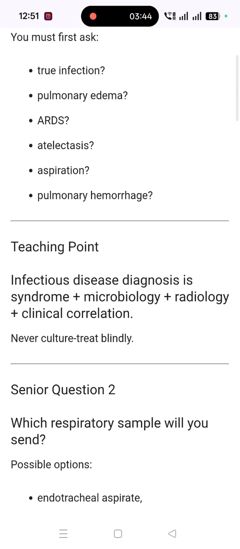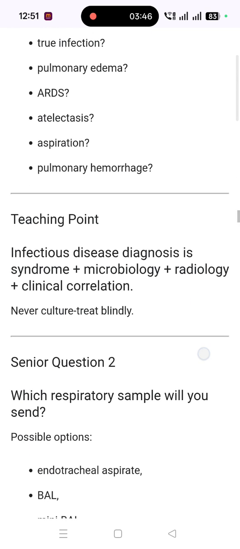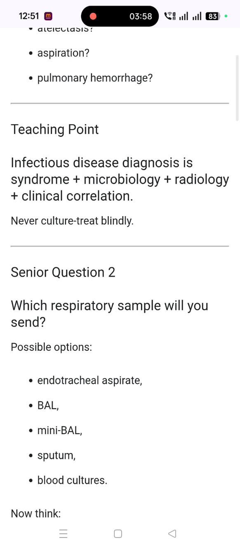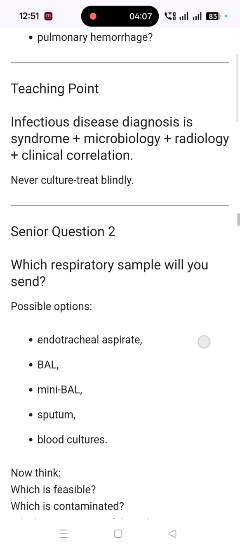These are the things, and we will see why they have asked this. The teaching point here is that infectious disease diagnosis is a syndrome. So you should see microbiology, radiology, and clinical correlation. Never culture-treat blindly. You should see all the things, culture as well as radiology as well as clinical correlation, and anything else if you want to.